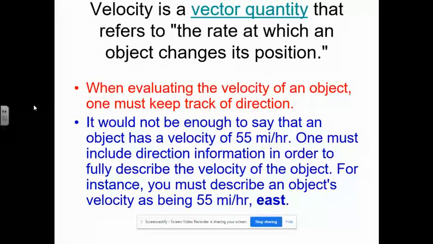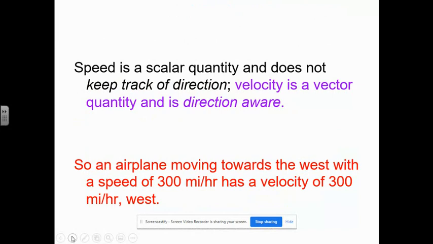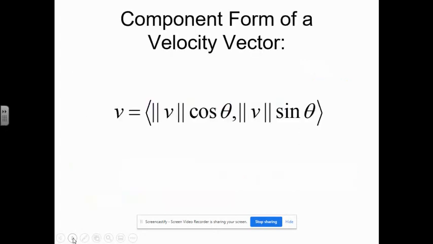It's not enough to say that an object has a velocity of 55 miles per hour. That would be its speed. One must include the direction information in order to fully describe the velocity of an object. So instead of saying 55 miles per hour, you would say its velocity is 55 miles per hour east. Speed is just a scalar quantity, so it doesn't keep track of direction, whereas velocity is a vector quantity and is direction aware. So an airplane moving towards the west with a speed of 300 miles per hour has a velocity of 300 miles per hour west.